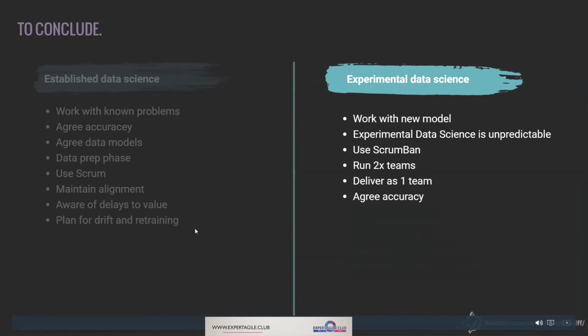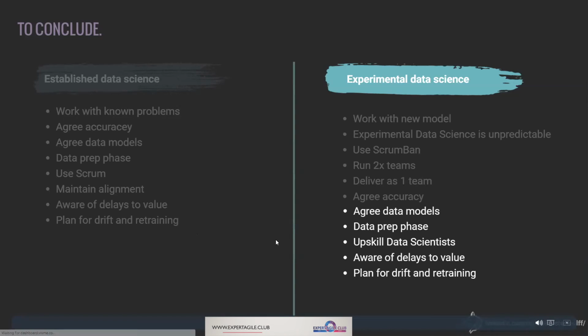When we're talking about experimental data science systems, we are talking about working with new models or emergent models, experimental approaches, and those being inherently unpredictable. So Scrumban is a good way of resolving that issue. To do that, we have to have two teams, but those two teams operate as one team and they deliver as one team, and we need to agree our accuracy up front.